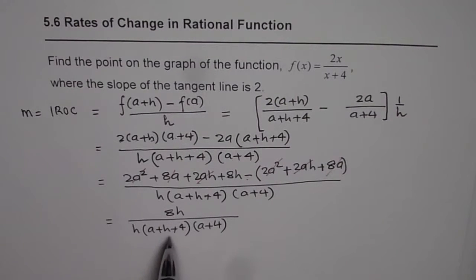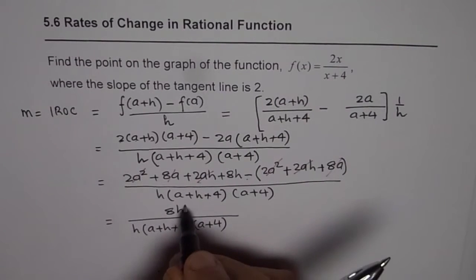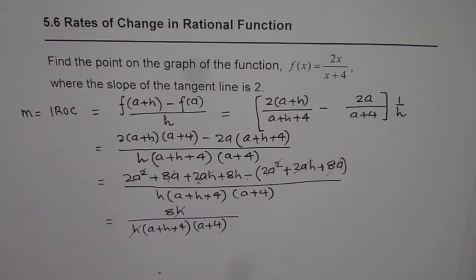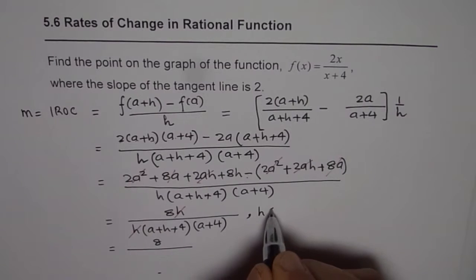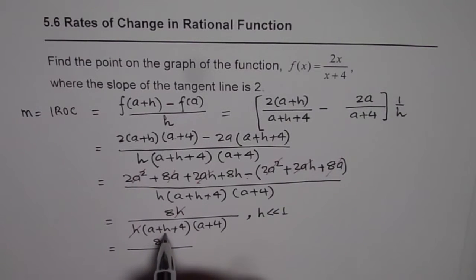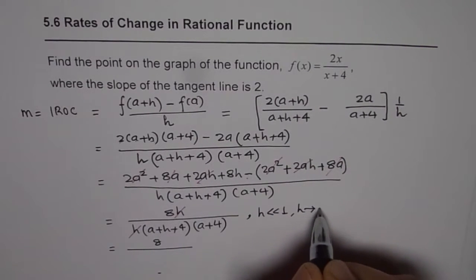So remember, this slope should be 2 and we need to find a for this. Okay, let's continue. So now h and h cancels out. So what are we left with? We are left with 8 over (a plus h plus 4) times (a plus 4). Now you know h is very, very small, so we can say h is approaching 0.